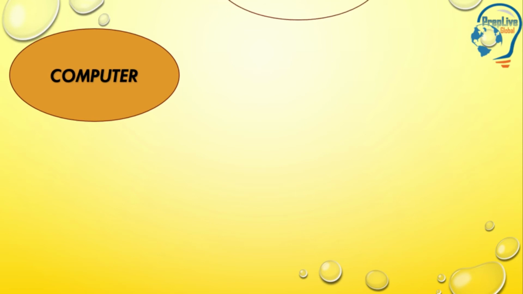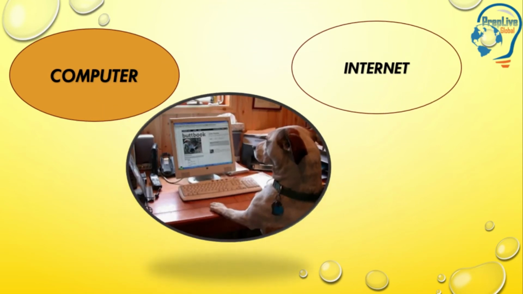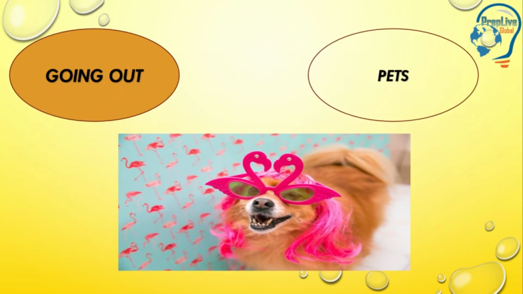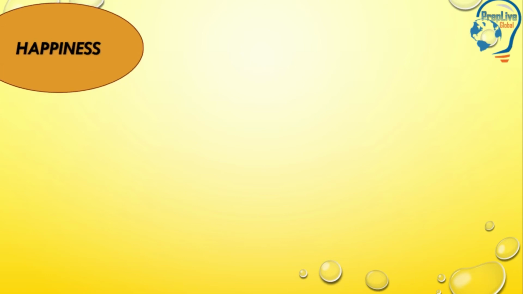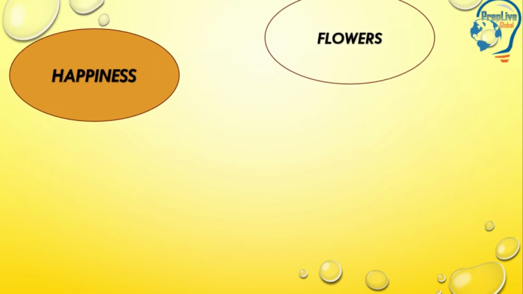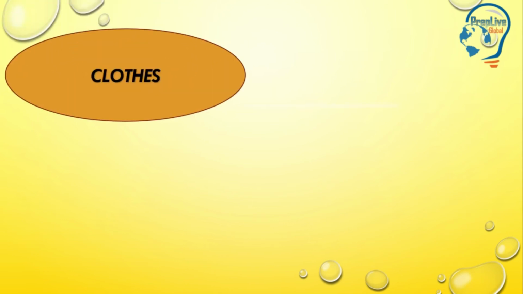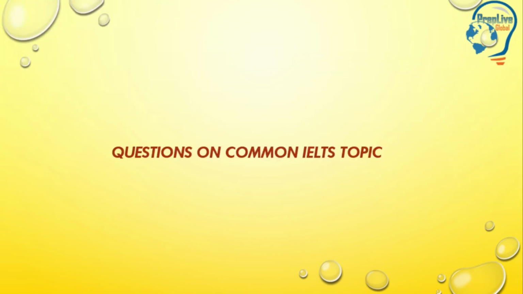And this is a topic which we are going to discuss today in the end, along with its answers. You can get questions on computer, internet. So, of course, that's your favorite topic. Going out, with whom do you like to go out? Do you think it is safe to go out nowadays? Then you can get questions on pets. Very cute. Then you can get questions on happiness, flowers. That's amazing. Clothes. Then you can get questions on many other topics like that.